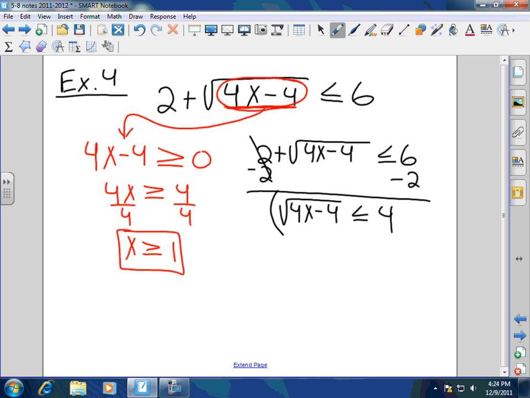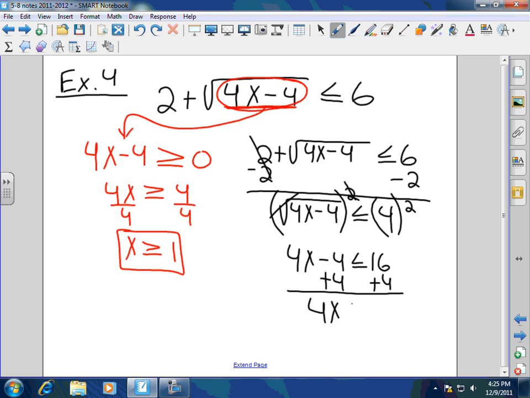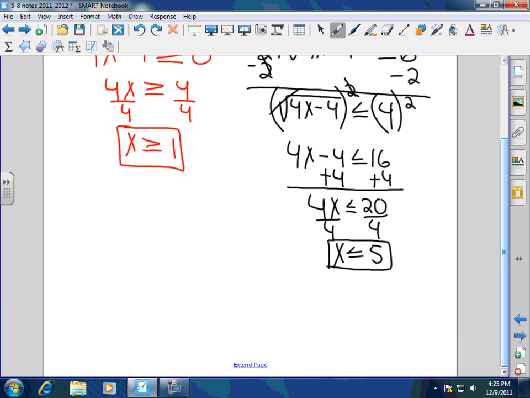I know that I'm going to get rid of that radical by squaring both sides. The power of 2 cancels out that radical, and I've got 4x minus 4 is less than or equal to 16. Add 4 to both sides. 4x is less than or equal to 20. Divide by 4, and x must be less than or equal to 5. So now we have both sides of the solution. So we know that x must be greater than or equal to 1, but less than or equal to 5. Okay?